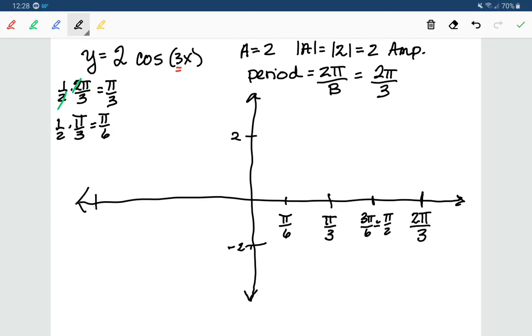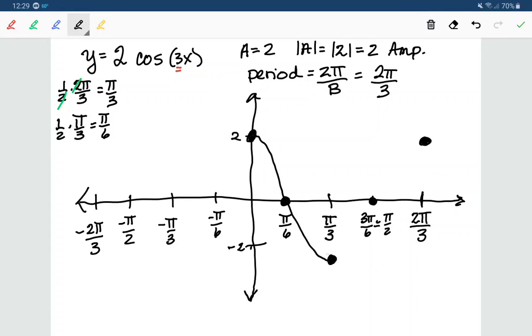Okay? And let's do this in the opposite direction as well so we can see it happen. So this is negative pi over 3. This is negative pi over 6. And this is negative pi over 2. Okay. Now we can just draw in what cosine looks like. Cosine starts up top, it ends up top. Halfway in between it valleys, and halfway in between those are the zeros. So this is one cycle of the cosine, 2 times the cosine of 3x. And of course it will keep going.